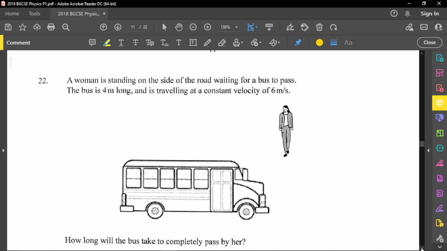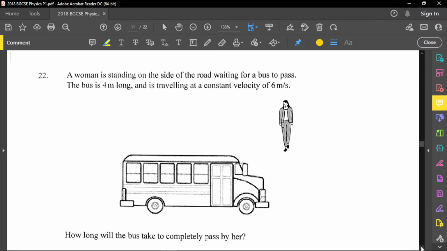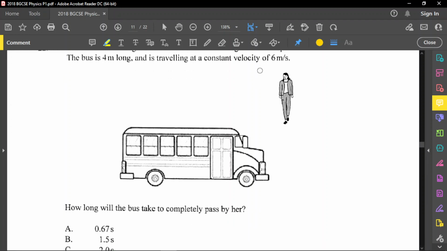It says a woman is standing on the side of the road waiting for a bus to pass. The bus is 4 meters long and is traveling at a constant velocity of 6 meters per second. We need to find how long it takes for the bus to completely pass her. And so just some basic information here.